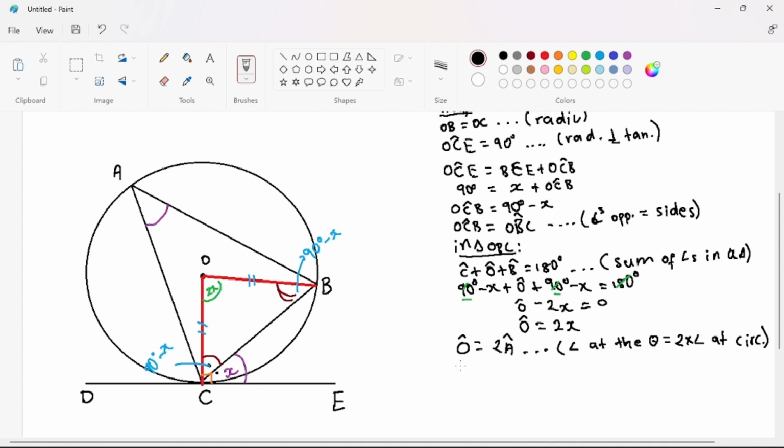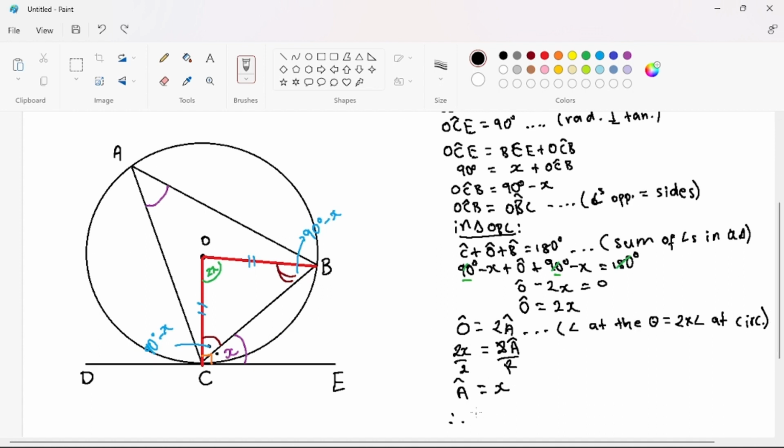And then on our next step, we are simply going to substitute. We are going to have 2x for angle O, and then we are looking for angle A. Then we are going to divide by 2 on both sides since we are solving for A, and then A is going to be equal to x. And after that, you can conclude that angle BCE is equal to angle A, and angle A is also equal to x. And then your reasoning, you can say proven.